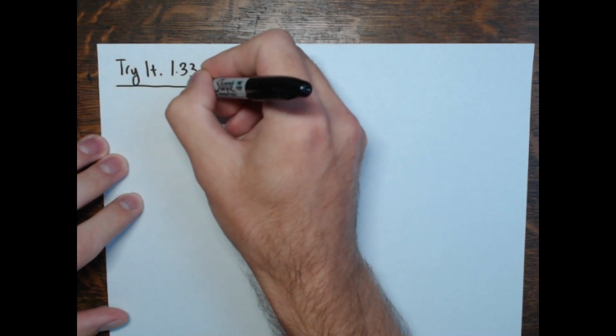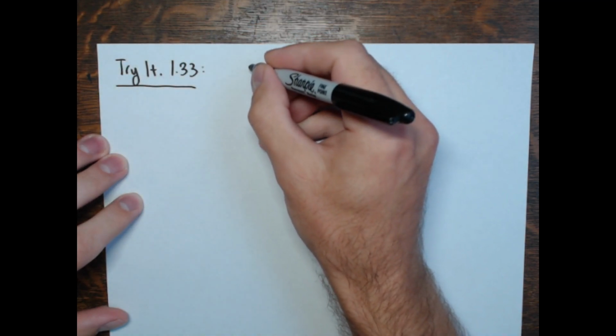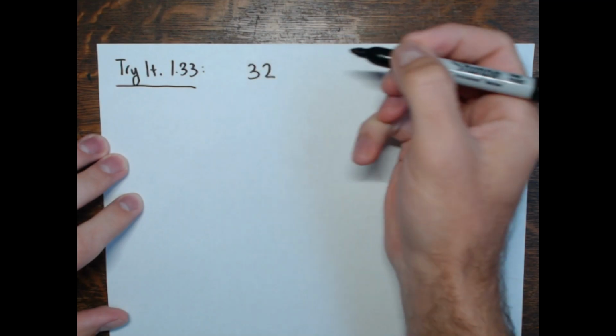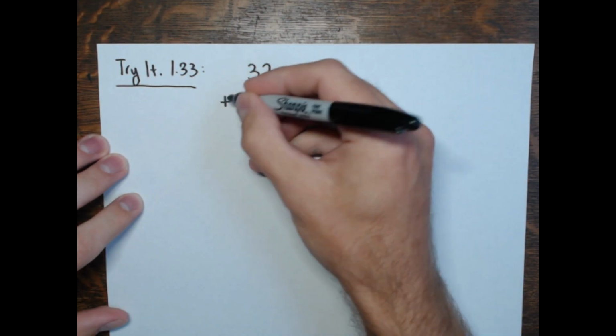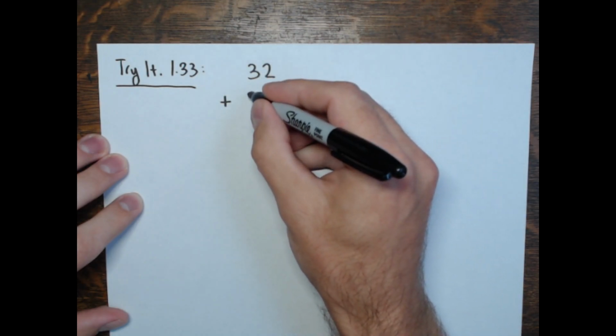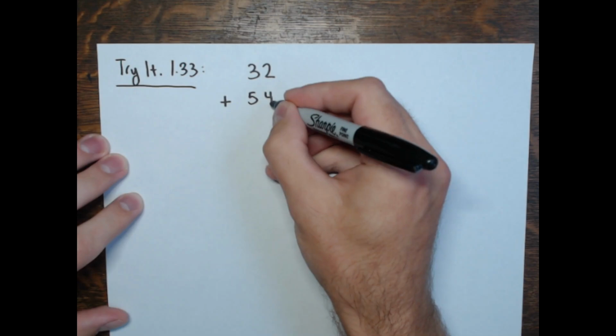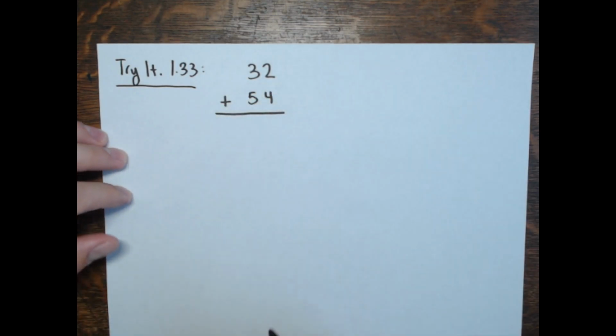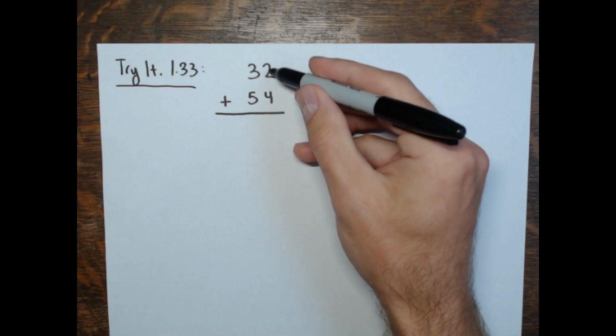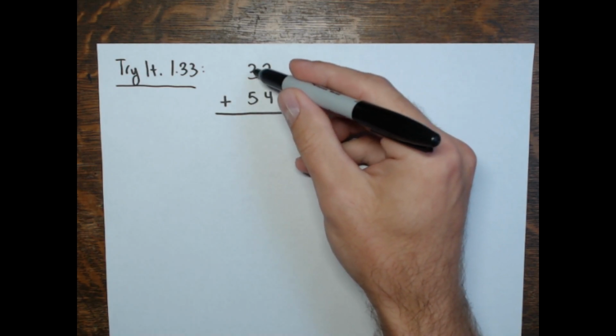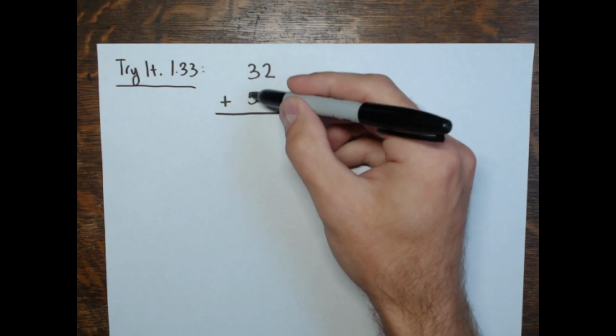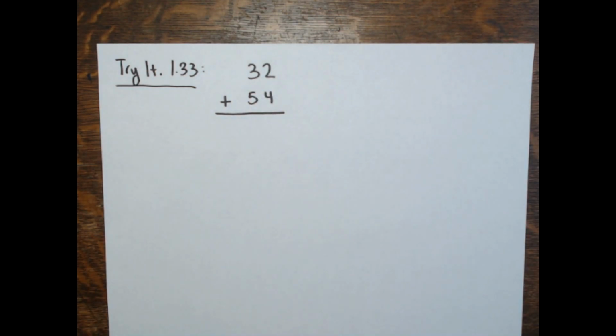1.33. We're adding 32 plus 54. So you got 5 in the tens, 4 in the ones, and we're lining these up, all right? 2 in the ones, 4 in the ones, 3 in the tens, 5 in the tens, right? Line up the ones and tens, line up the place values.